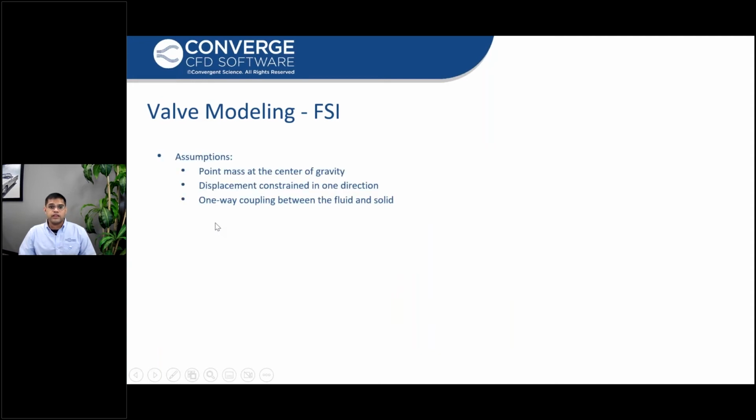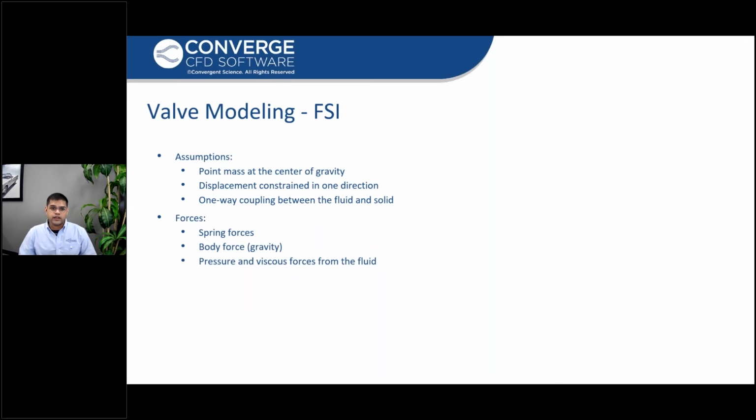The next challenge in this is valve modeling. So for this particular compressor, we did not have the valve motion profile available beforehand. So we used FSI modeling. And for this particular case, we use rigid body FSI. So what are the assumptions that go into rigid body FSI? First is we assume that all the valves are point masses and centered at their center of gravity. Displacement is constrained in one direction. This is to replicate the actual experiments, because the valves are constrained by valve posts to move in only one direction, and we have one-way coupling between fluid and solid.